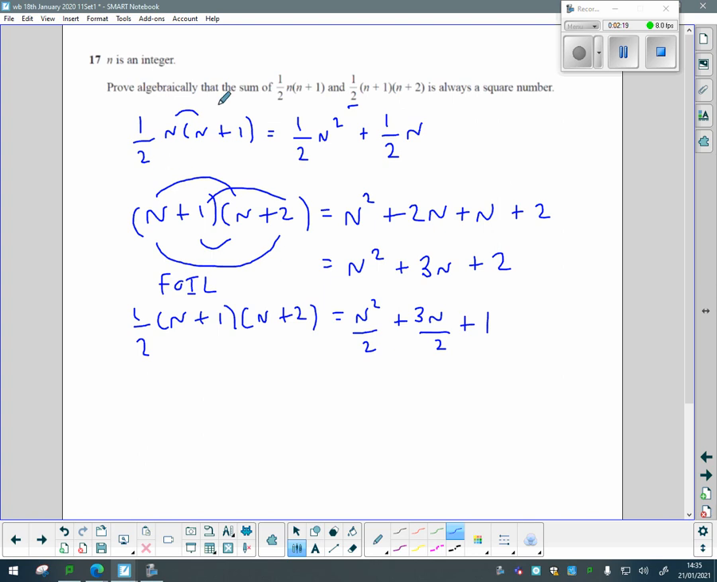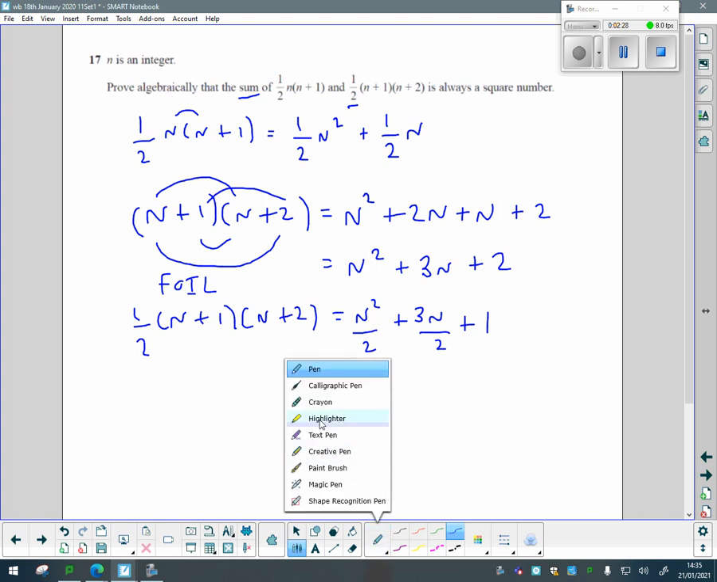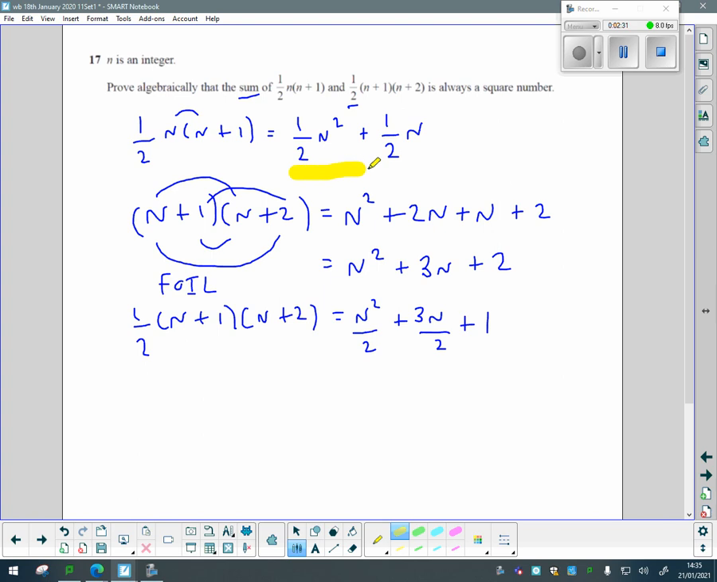Okay, now the question says prove algebraically the sum of these two things. So that means we've got to add the two expressions together. So let's just highlight the two expressions we're adding together. We're adding this one, and we're adding this one here. So let's get in the right pen. So n squared over 2 plus n squared over 2. I've written them slightly differently, which is a bit inconsistent, but they're both n squared over 2, and added together, that gives me an n squared.